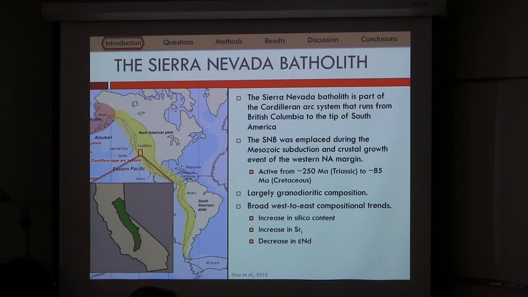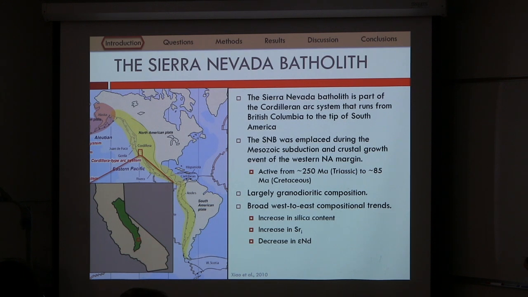So the Sierra Nevada batholith. Most of you are from Southern California or have been here for a little while, and you've probably become familiar with the Sierra Nevada in some capacity. But just in case you haven't, the Sierra Nevada batholith is a part of the Cordilleran arc, which is along the western North and South America. It runs from British Columbia down through the tip of South America, and the Sierra Nevada batholith falls right about in the middle, throughout California.